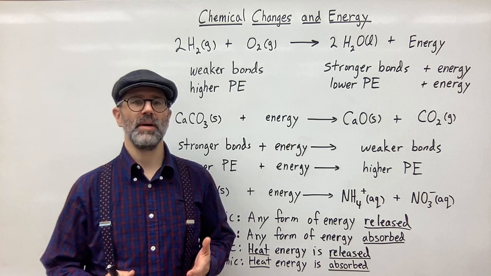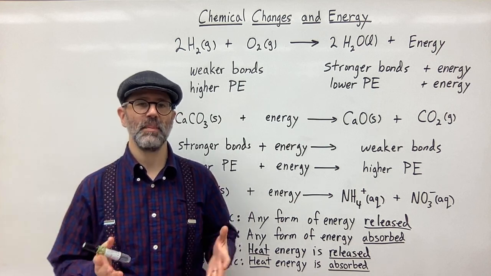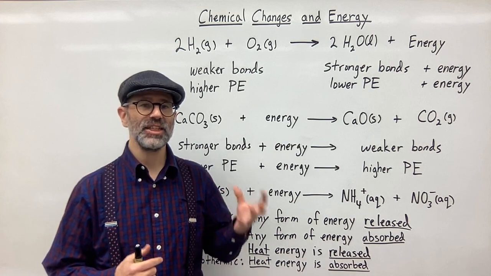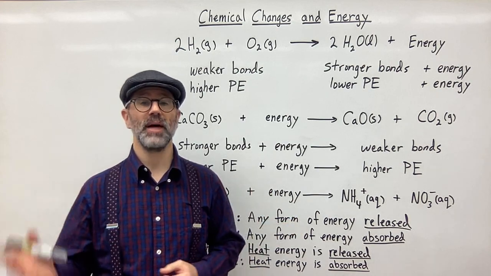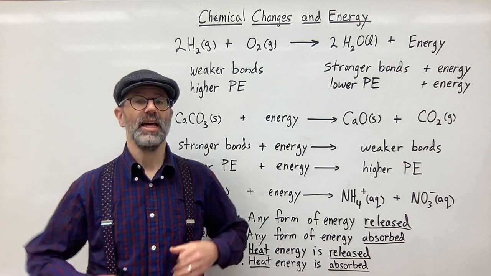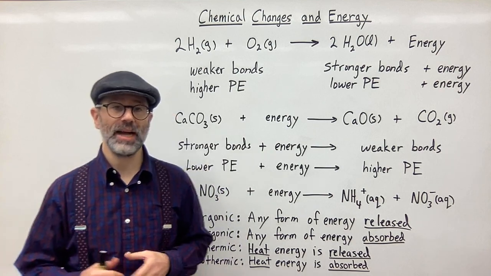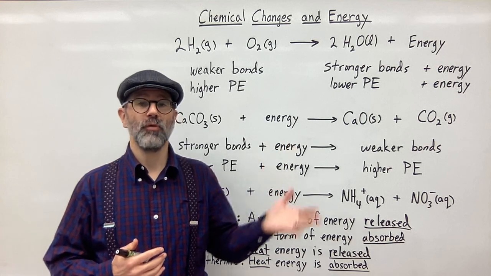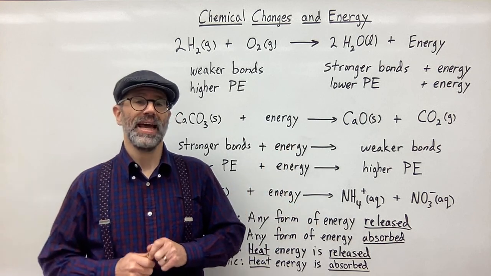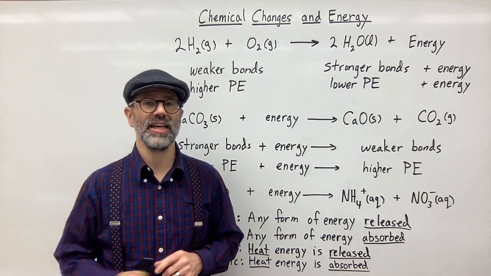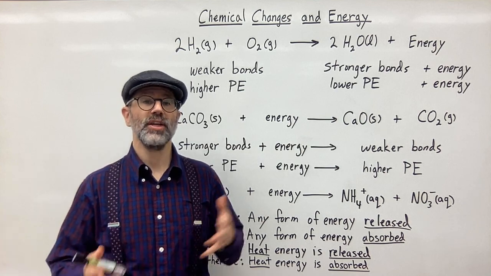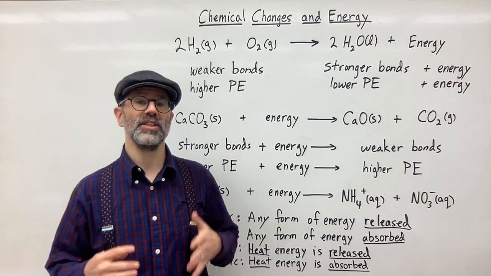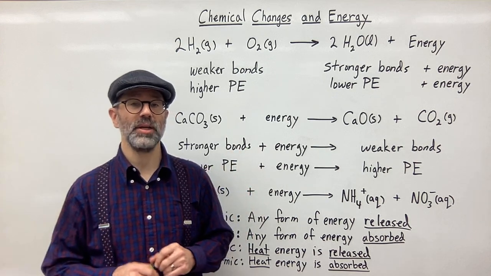When you're thinking about chemical changes and energy, you've got to think about the amount of energy that's in your reactants versus the amount of energy that's in your products. Whenever you have a chemical reaction, you're going to get a change in the amount of energy before and after the reaction. If you end up with less energy in your products than you did with your reactants, then that energy had to go somewhere. So this is released to the environment.